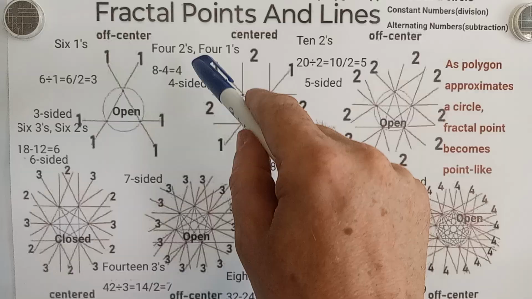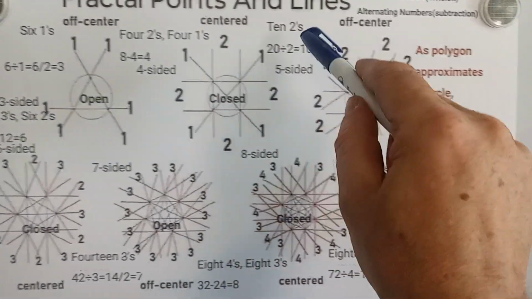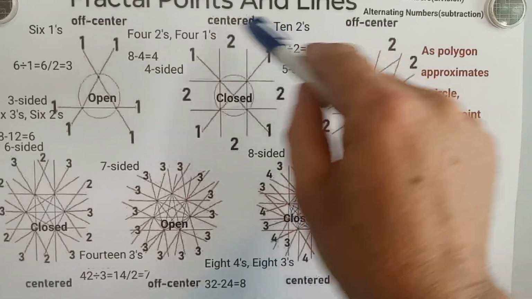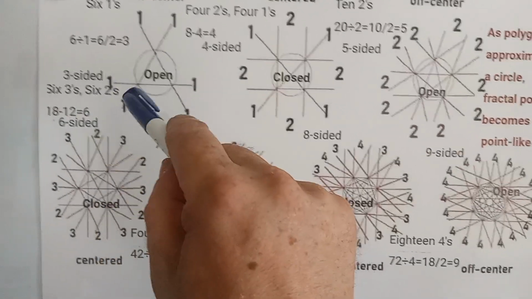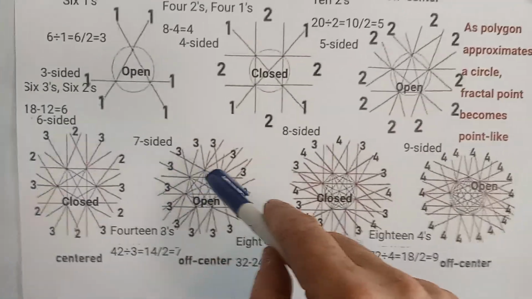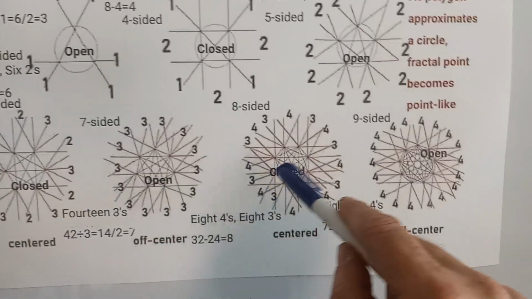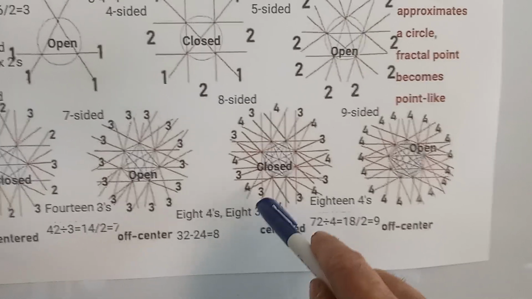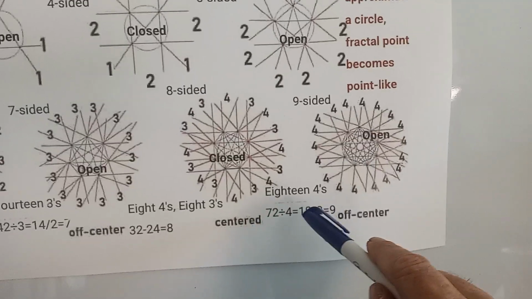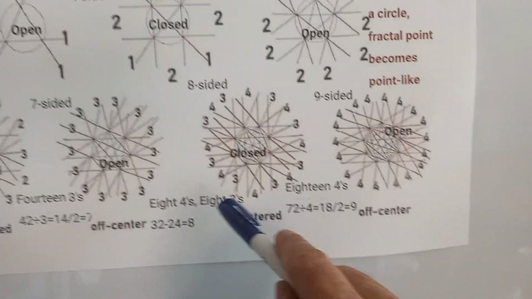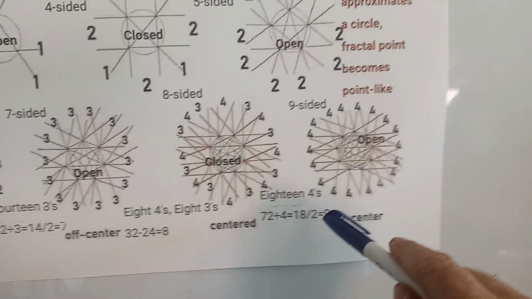You got 6 1's, and if you just ignore the numbers here, you got 4 and 4, so that's 8. Then you got 10 2's, you ignore the 2, that's 10. 6, 8, 10. Ignore the 3 and the 2, and you get 6 and 6, that's 12. 14. Ignore the 3. 8 and 8 is 16. Ignore the 4 and the 3. So next comes 18. So it's 18 4s that go around here.